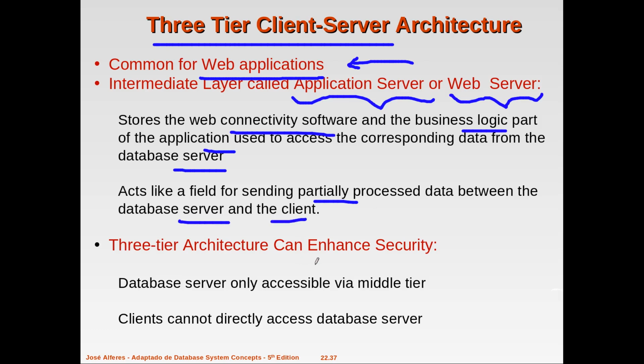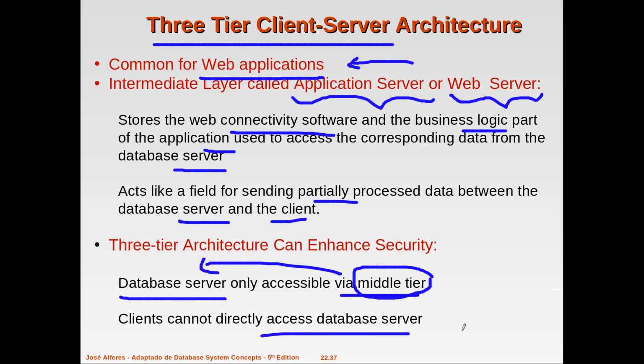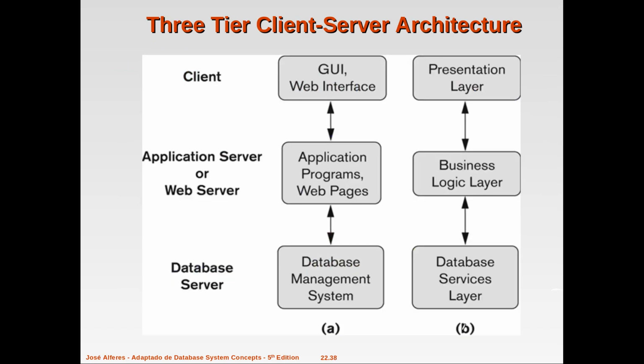Now, three-tier architecture can enhance security. That means the database server is only accessible via the middle tier. So no client can directly access the database on the server system. It is possible only through the middle tier. There will be a lot of comparison, security verification, or authentication. Then only they can access the data from the database server, and the clients cannot directly access the database server. So this is the three-tier client-server architecture.